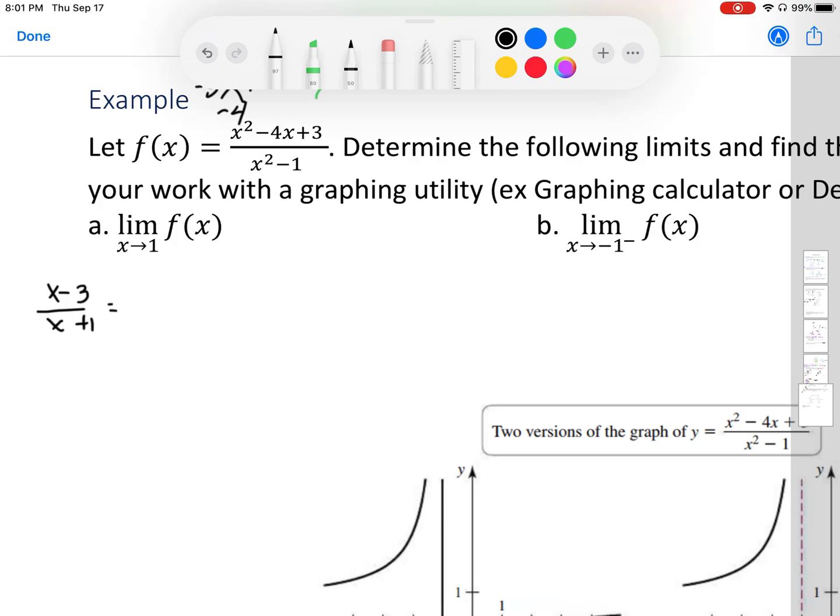If I plug in a 1, 1 minus 3 and 1 plus 1, we get negative 2 over 2, which equals negative 1. So our answer would be the limit as x is approaching 1 of f of x equals negative 1. Cool beans.